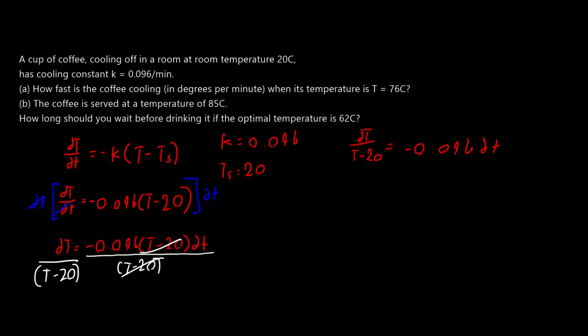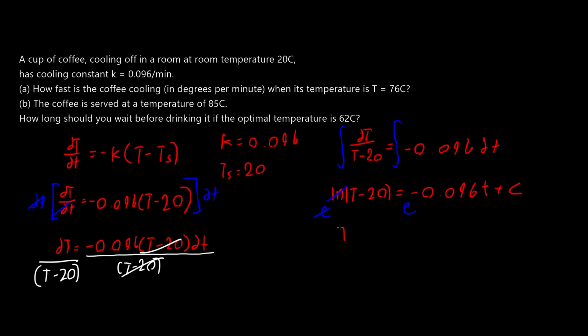So as we have done before, we will be taking the integral now that we have divided them up. So on the left, we're going to have the natural log of the absolute value of T minus 20 equaling negative 0.096 t. And then don't forget your constant of integration C. And then we're going to add our e's raised to the power of both sides. And once again, this e will cancel with the natural log.